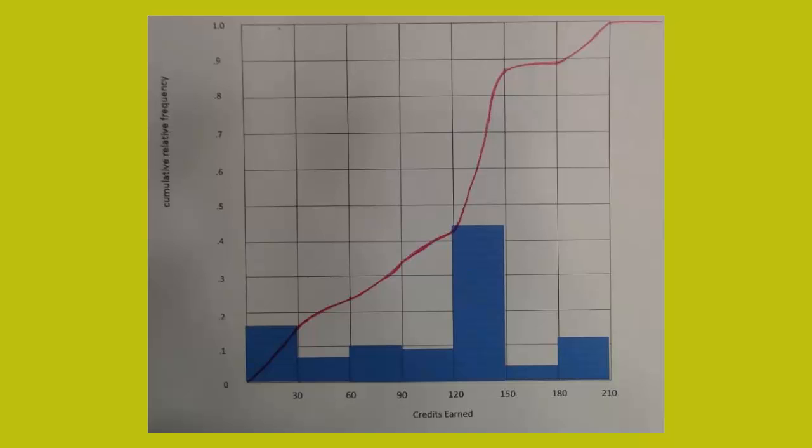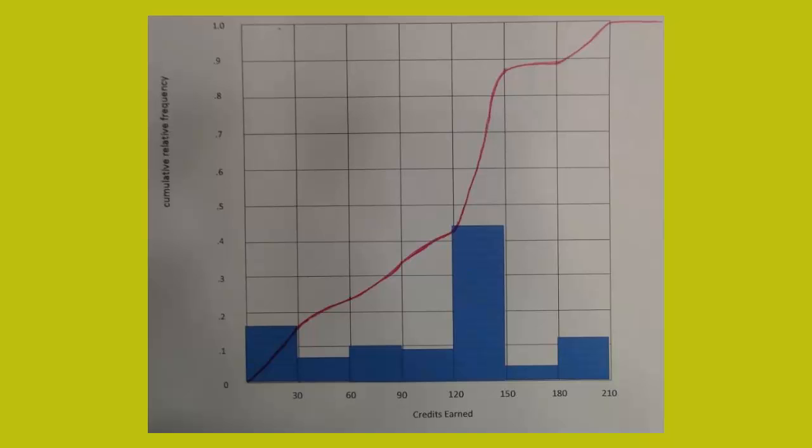This is typically the credits required for a bachelor's degree. Over 40% of the employees are in this range. Thus, the cumulative total went from low 40% to upper 80% as a result of adding this proportion or relative frequency from this interval of 120 to 150 credits.